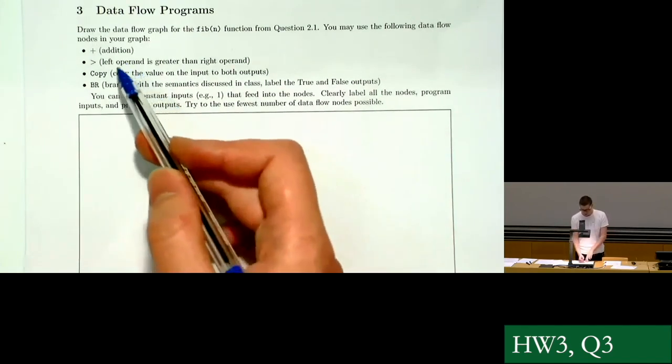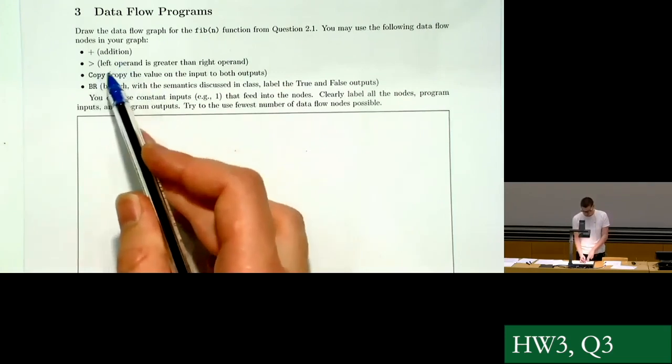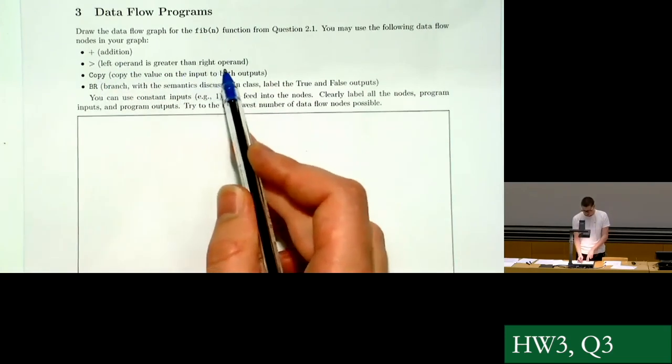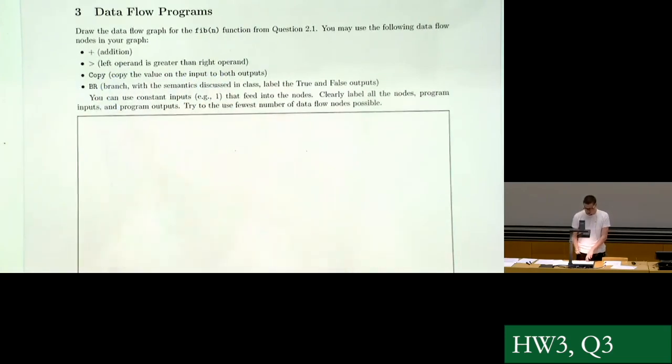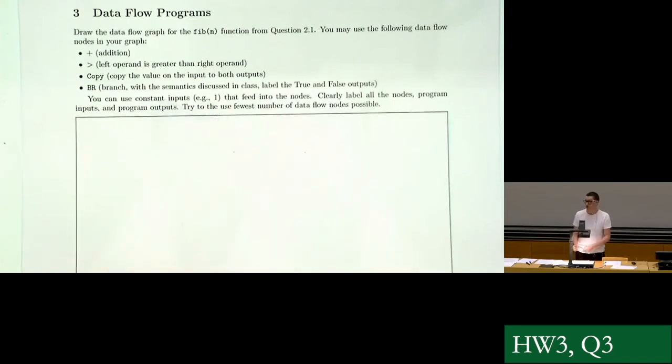It gives you some nodes that you can use, such as addition and greater than operand, then copy and branch. You are allowed to use only those, and also you can use constant inputs to feed to your nodes. And that's it. Using those nodes, you will need to implement Fibonacci.